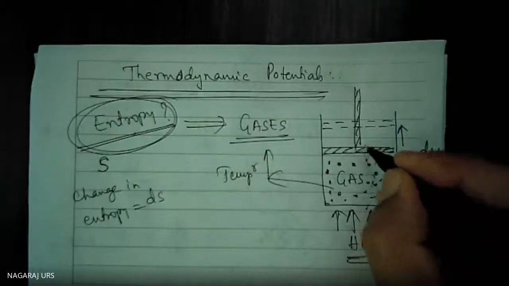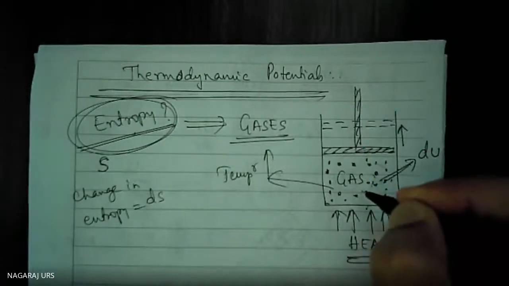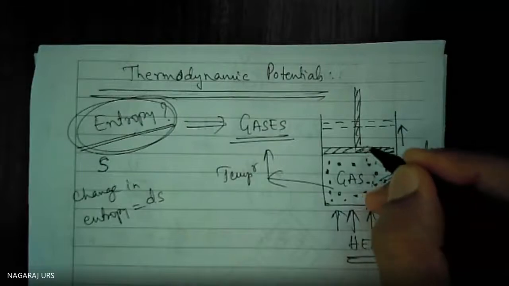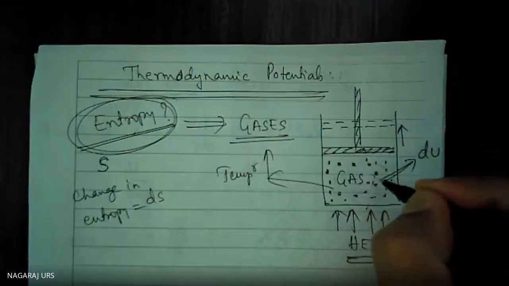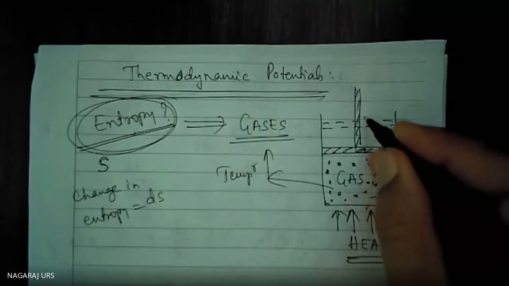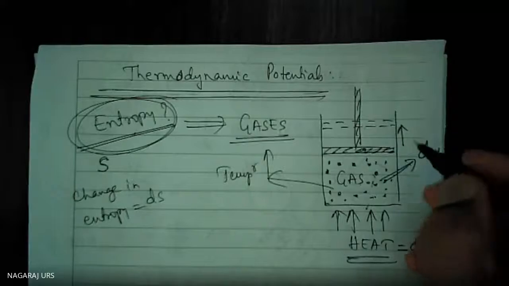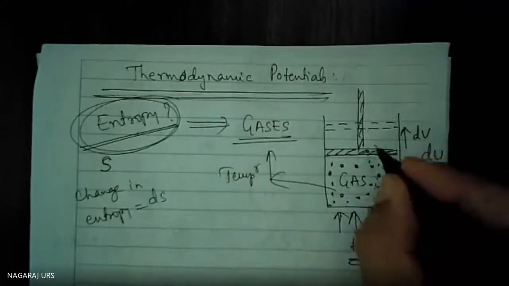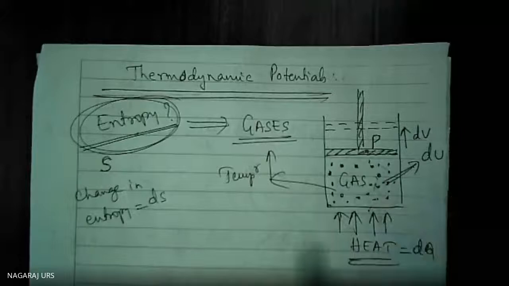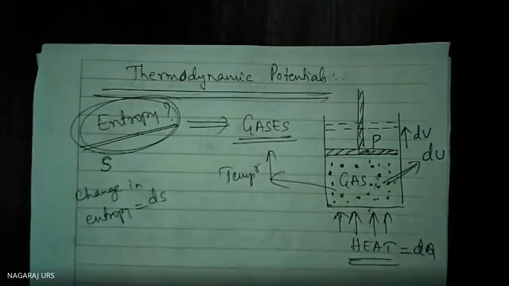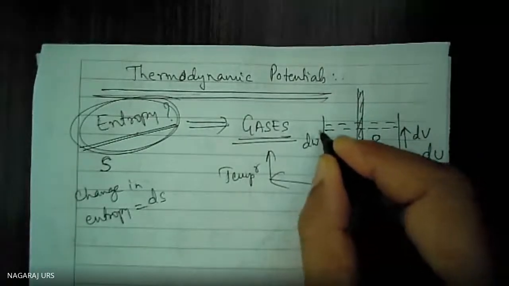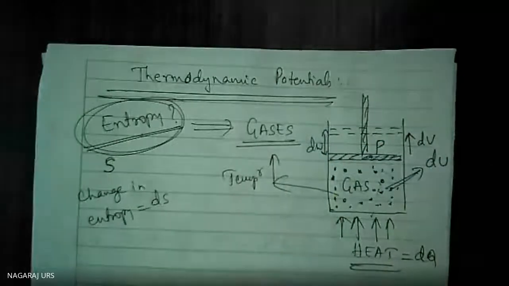The piston is going to move in the upper direction because the gas molecules are doing work on the piston. Gas is doing the work on the piston. Whatever the change in the volume, I can consider that as dV here. The pressure on the piston is equal to P. The work done from here to here is dW.